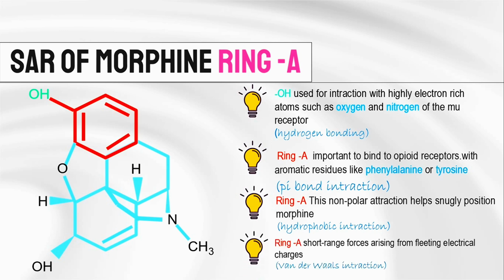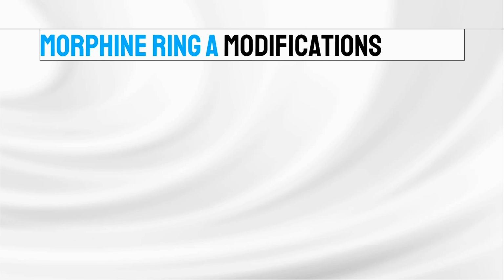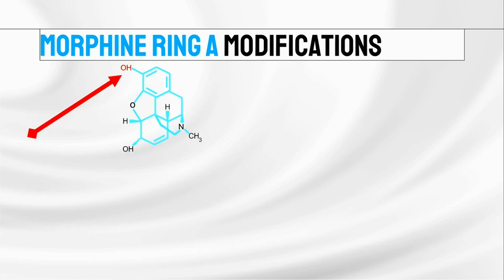The close proximity of ring A to various parts of the receptor allows for van der Waals interactions, those subtle, short-range forces arising from fleeting electrical charges. Individually, they are gentle whispers, but collectively, they contribute significantly to the overall binding strength and specificity. Focusing on how subtle modifications to ring A of morphine can lead to astonishingly different compounds with unique effects.